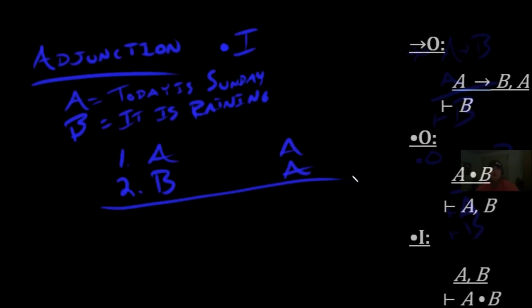Well, I can put them together. Okay, so I can get this. I can just say A dot B. Okay, how did I get that? Well, I put them together with a dot. I stuck an and in between them. And then I just say, okay, where was my source material? Well, I stuck line 1 and line 2 together. That's what I did. That's all adjunction is. Like I said, it's this backwards. If you can take them apart, you can also put them together.